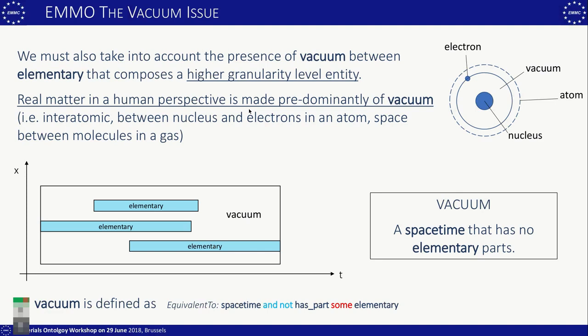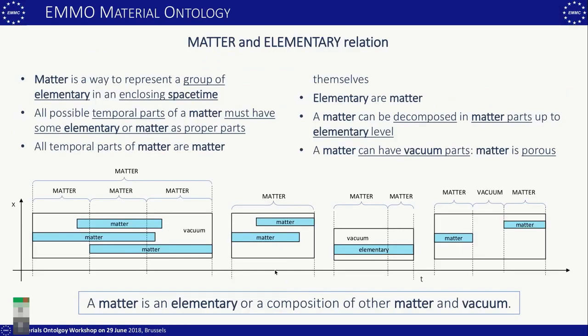So real matter in a human perspective is made predominantly of vacuum: interatomic space, the space between nucleus and electrons in atoms, space between molecules in a gas, and so on. So matter is something that should have inside itself elementaries and also vacuum. So vacuum is a space-time that has no elementary parts. This is the definition in our language of vacuum. So how can we define matter?